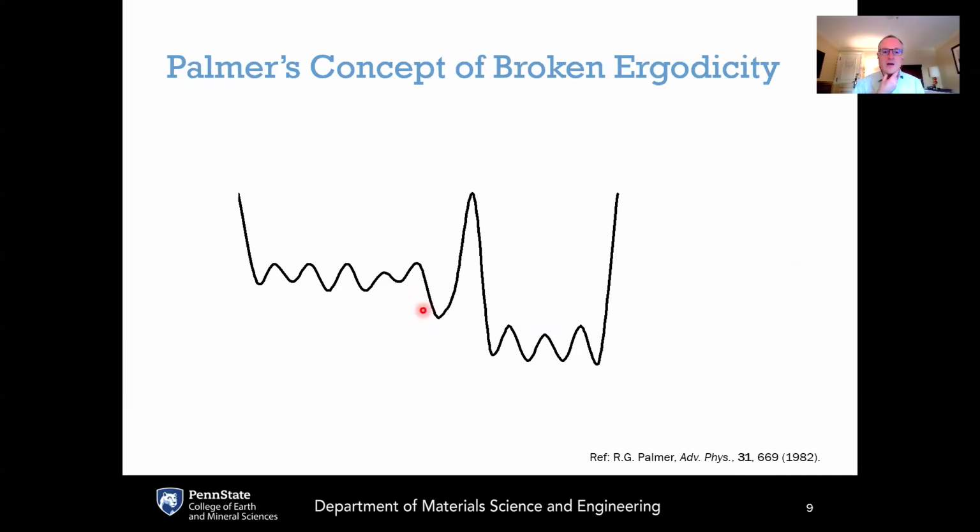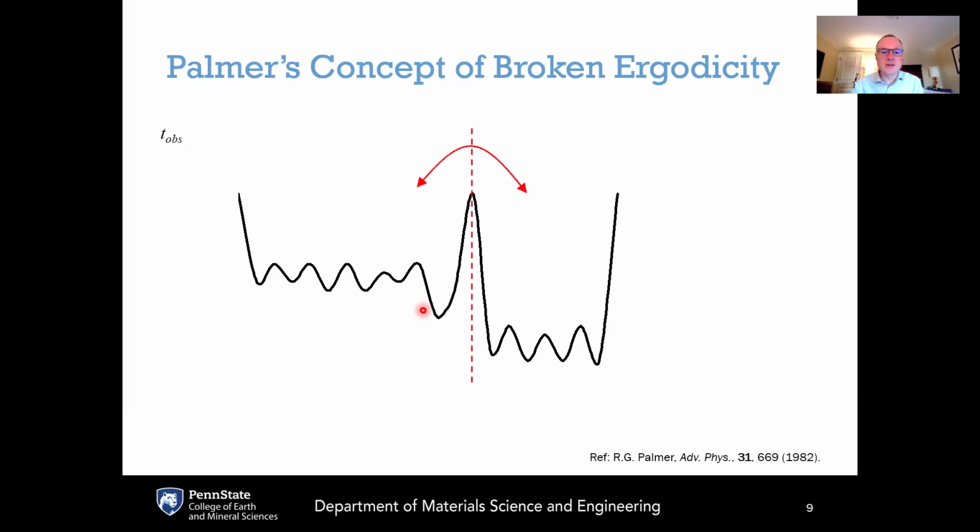Now, if we are at equilibrium and we have an ergodic system, that means that the system is able to freely explore the potential energy landscape to find its equilibrium. What if we have a broken ergodic system? From the point of view of an energy landscape, broken ergodicity implies that we are trapped in some subset of the potential energy landscape. And the physics of broken ergodicity was initially developed by Palmer back in the early 80s.